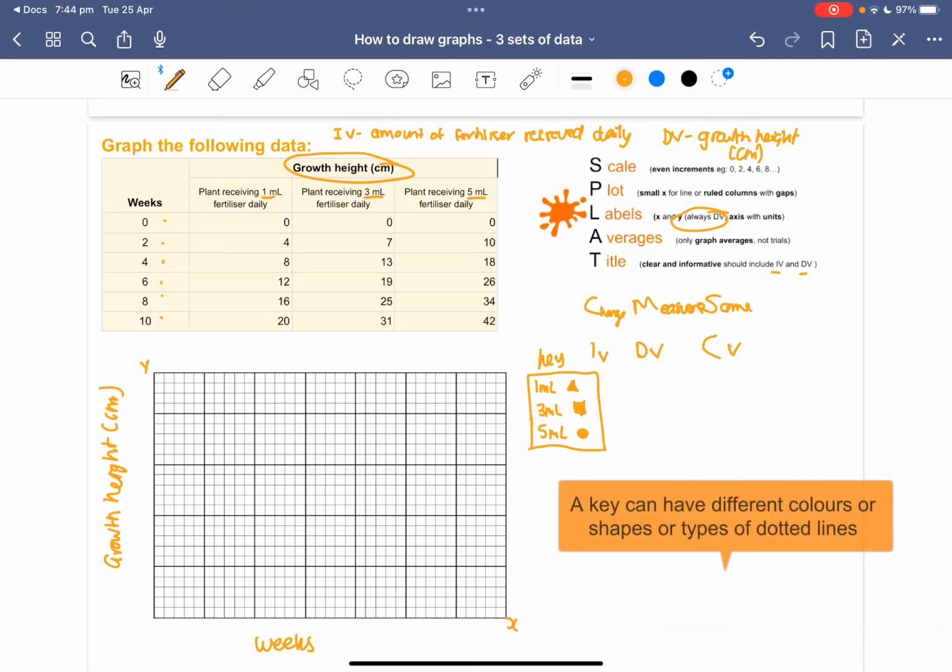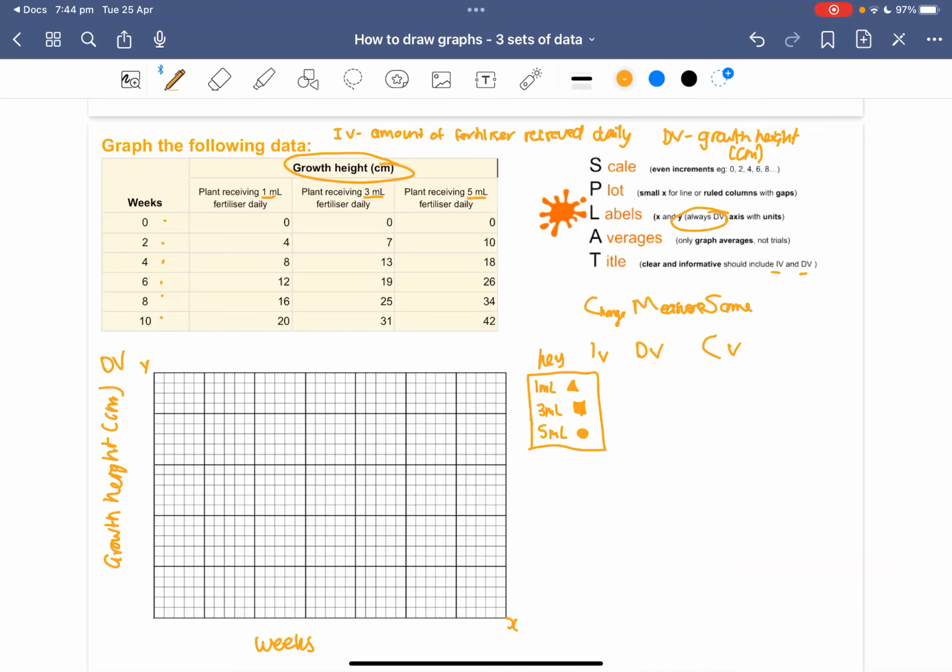So that's an important thing. I'll say that one more time. When we have more than 2 sets of data, as always, the dependent variable goes on the y. But now the independent variable isn't on the x because we've got a 3rd set of data, so our independent variable goes into a key. Alrighty, so now that we've done that, we've labelled our axes with our relevant units.